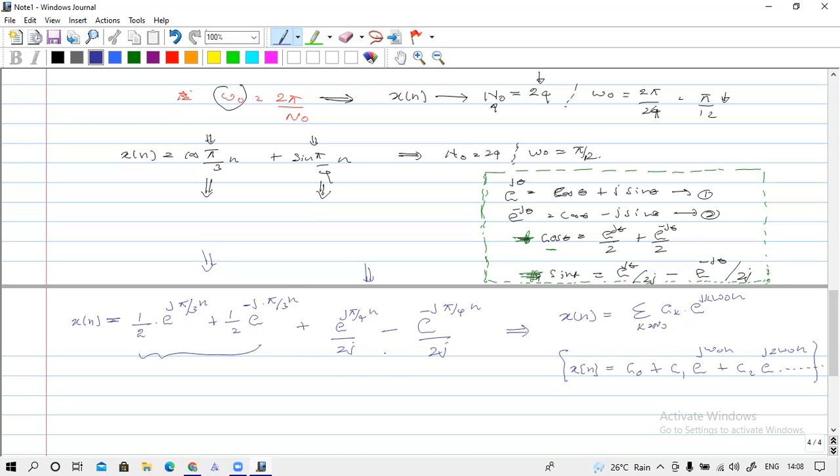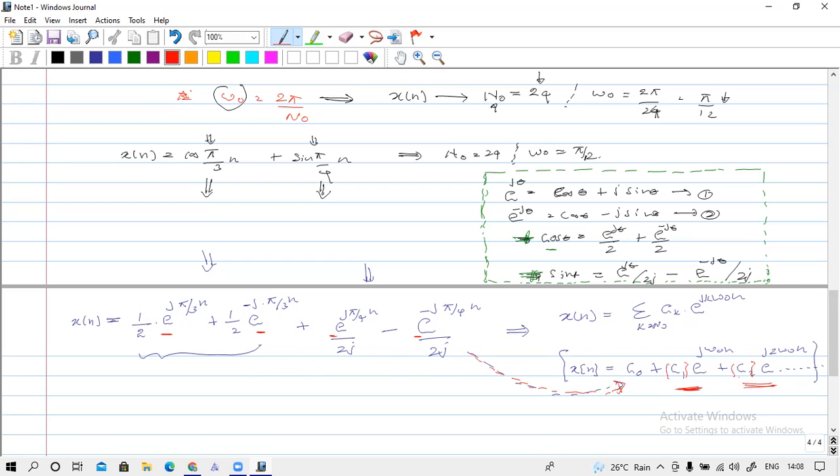Now you can compare this x[n] with these terms. What you can see here is that we also have a collection of exponential terms, like in the Fourier series. Here also we have a collection of exponential terms, and it is weighted with some coefficients.